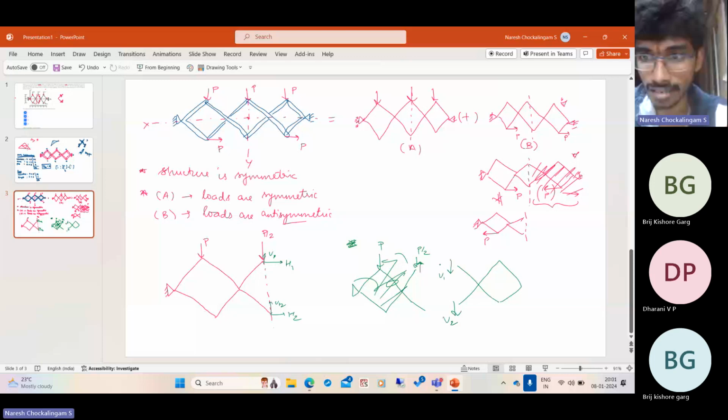So the forces tangential to the plane of symmetry are 0. Forces tangential to the plane are 0. And the other condition, the displacements normal to the plane are 0.